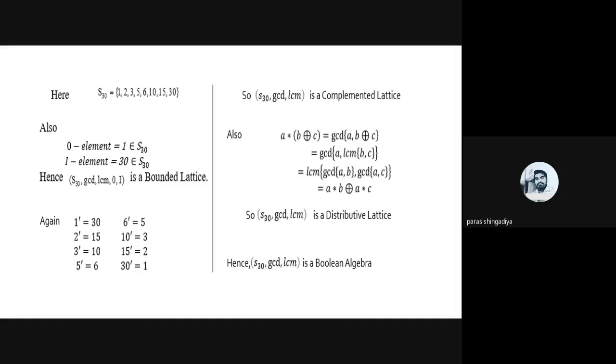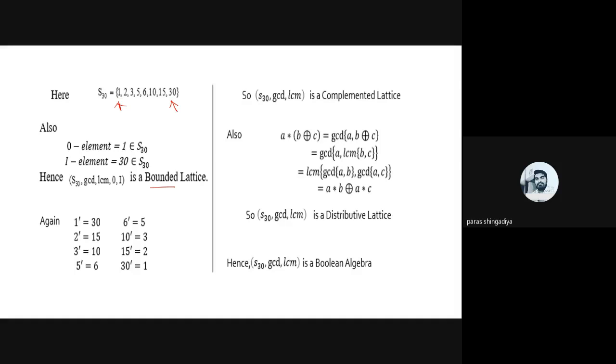Second part is to derive the 0 and I element. So the 0 element here is 1, and the I element is equal to 30. Both belong to S30, so we can say it is a bounded lattice. Here 0 and I exist, and both values are part of S30. Therefore we can say it is a bounded lattice. And for the bounded lattice, we'll check whether it is a complemented lattice or not.